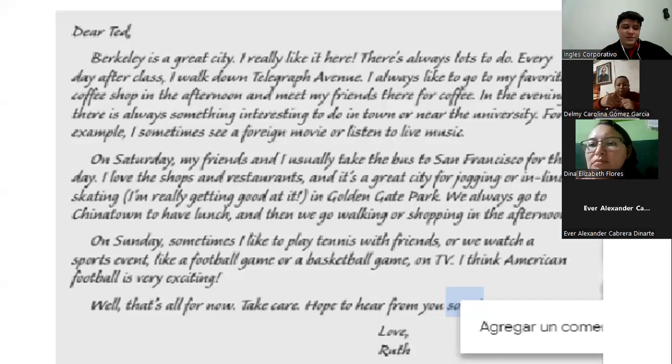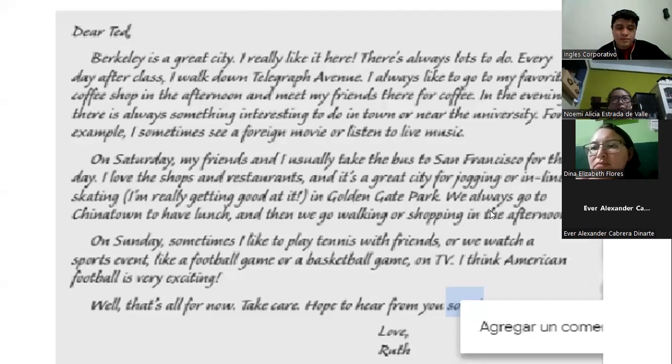Permíteme un momento que no tenía energía y voy entrando. Lo voy a leer un poquito. Okay, it's okay. And what about the rest? Claudia, Noemi, Sandra? She's at the Saturday. I usually take the bus to San Francisco for the day. Okay, so it says that she and her friends usually take the bus to San Francisco, right? Yeah, that's part of the reading. Okay.